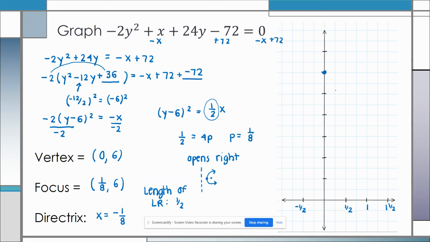So that means that it's going to be super, super close to the vertex. My directrix is going to also be super, super close to that vertex because we are only going 1/8 of the way away. And then because my length of the latus rectum is 1/2, I know that 1/4 is what I want to move up and down by. So from the focus point, I go up 1/4, and from the focus point, I go down 1/4. So notice that this is a very, very small parabola, but that would be then my graph.